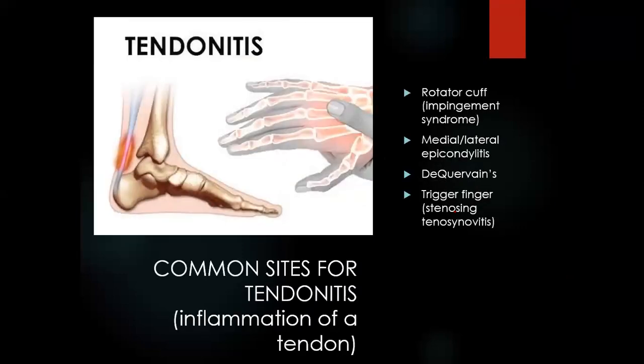Tendinitis and bursitis. So just like it sounds, right? Anytime you see an itis, you're talking about inflammation. So this is inflammation of the bursa sac, inflammation of the tendons. Super common. Like I said, about 50 to 70% of my patients come in for musculoskeletal complaints.